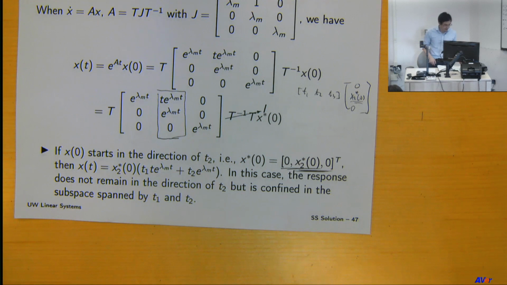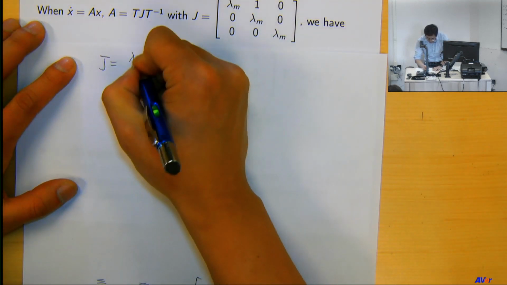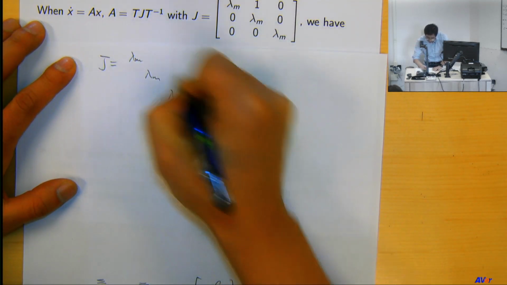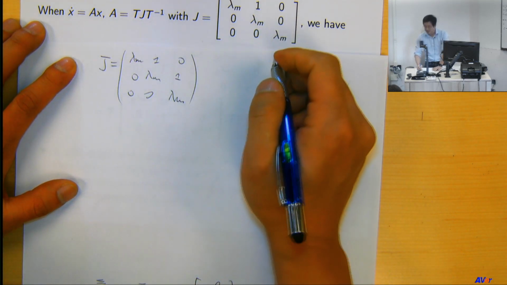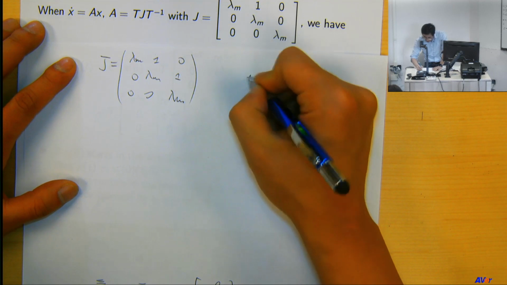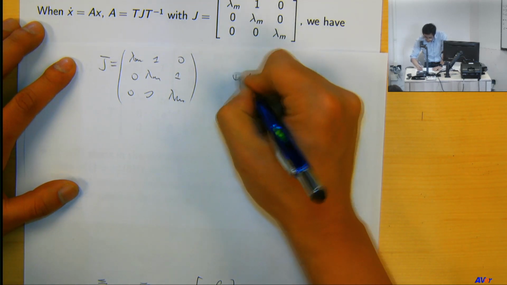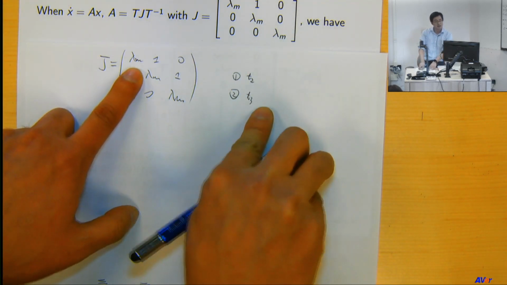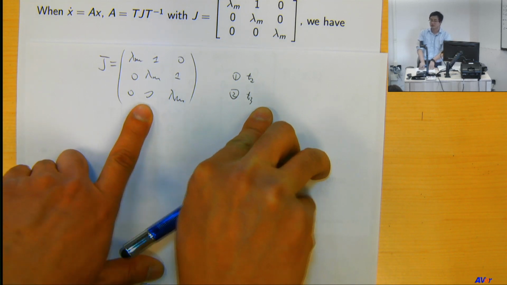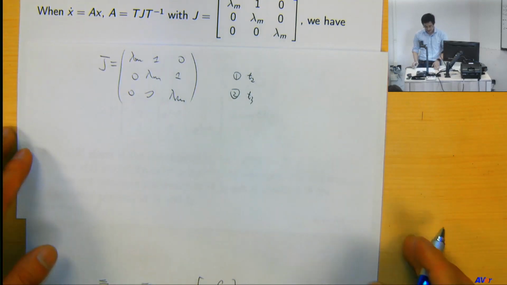What do you guys think if I change it a little bit? If J is lambda m, lambda m, lambda m, with 1, 1 on the superdiagonal, and I start in the direction of T2, what is the difference between these two cases? If I start at T2, what will happen? If I start at T3, what will happen for the solution? Have some guess.